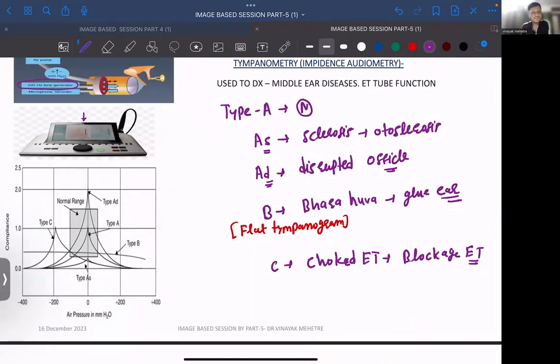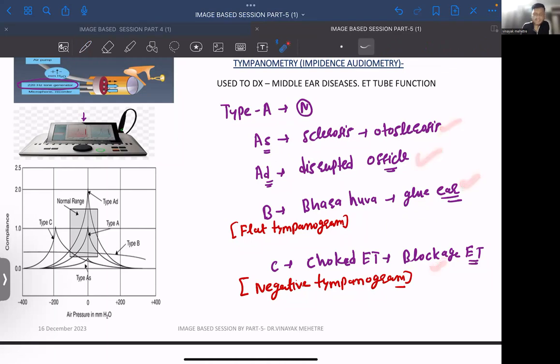These are your tympanometry. What do we see? We see tympanogram. टाइप सी को ही हम क्या बोलते हैं? Negative tympanogram. Okay, this was your recent question. They can give you the case from anything, and they can ask which tympanogram is seen. This was the examiner's favorite question some exams before, so you should know it.